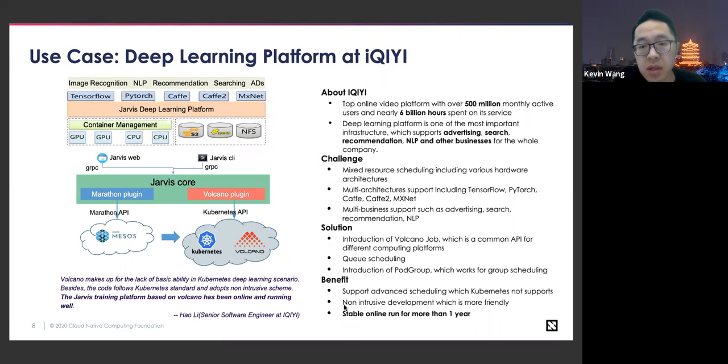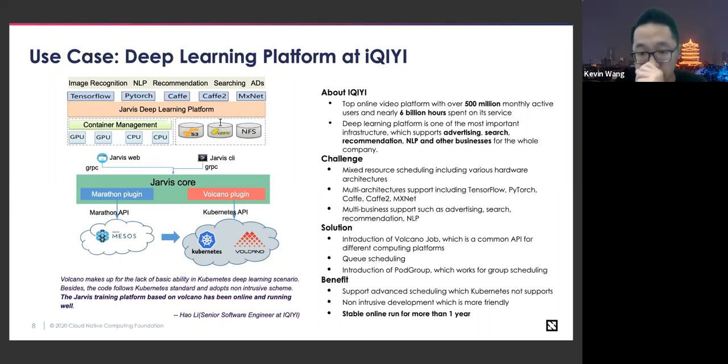So in their environment, they have the internal unified deep learning platform to support different business teams to run image recognition, NLP, recommendation, or other services. And the AI frameworks they use from different teams vary. There are some using TensorFlow, some using PyTorch, as well as Caffe 1 and 2, and also MXNet, etc.